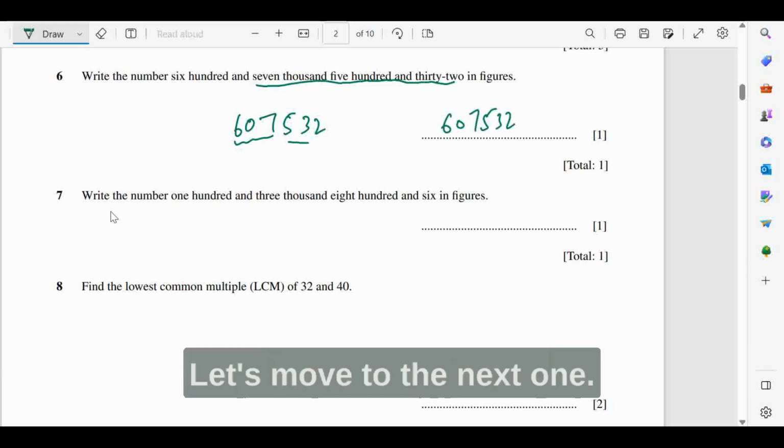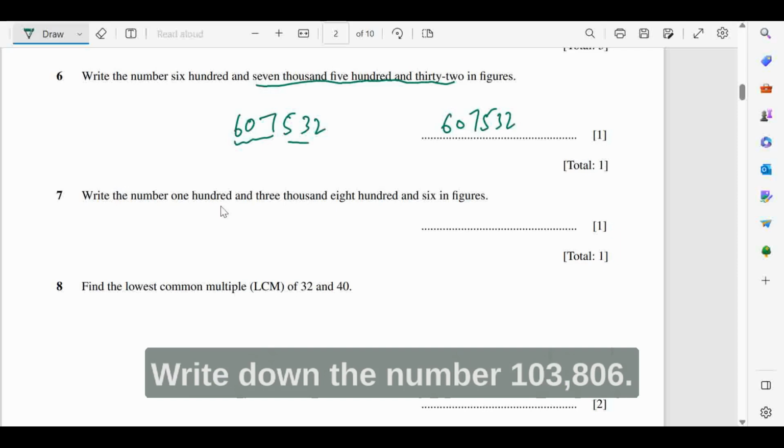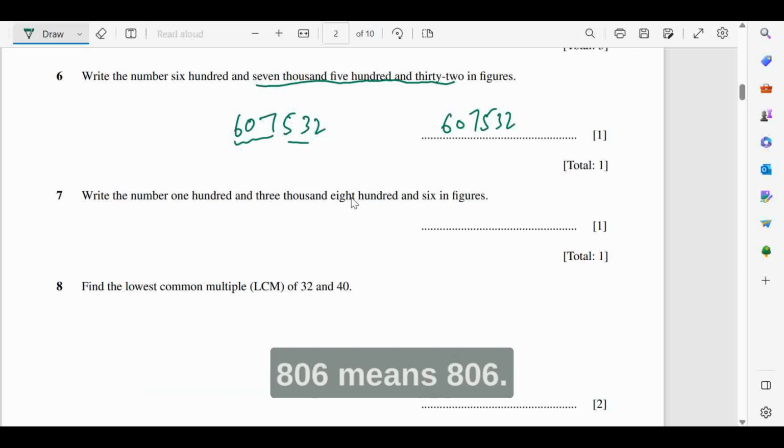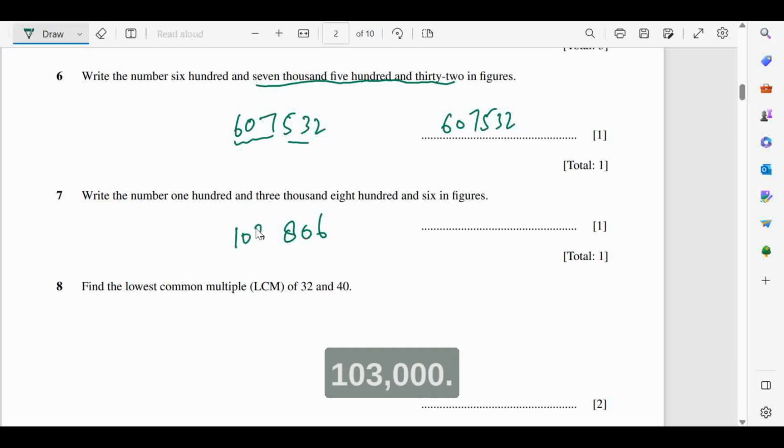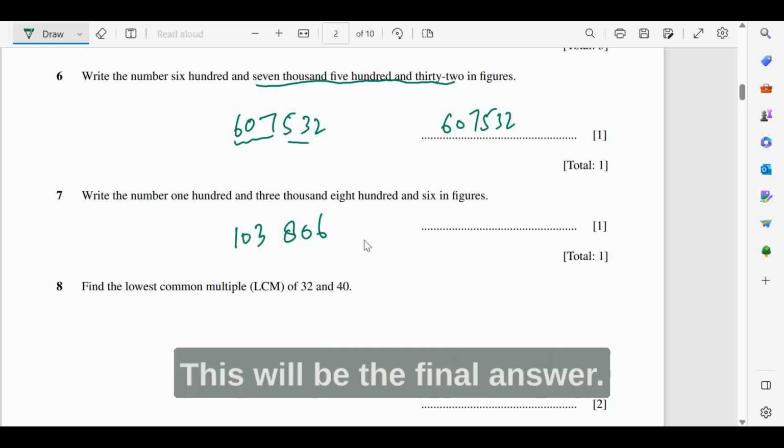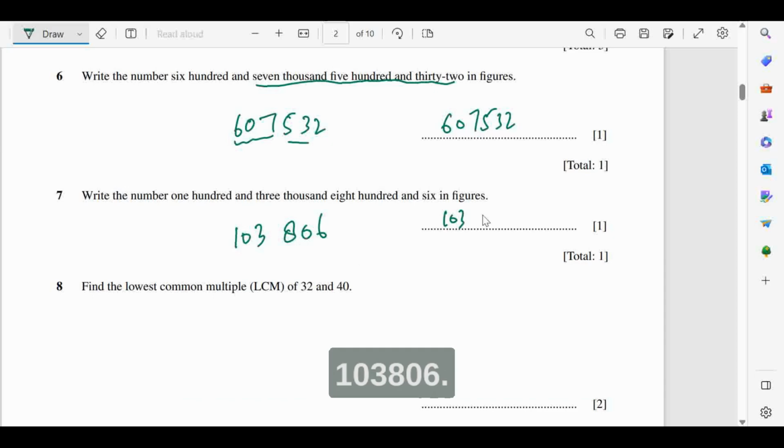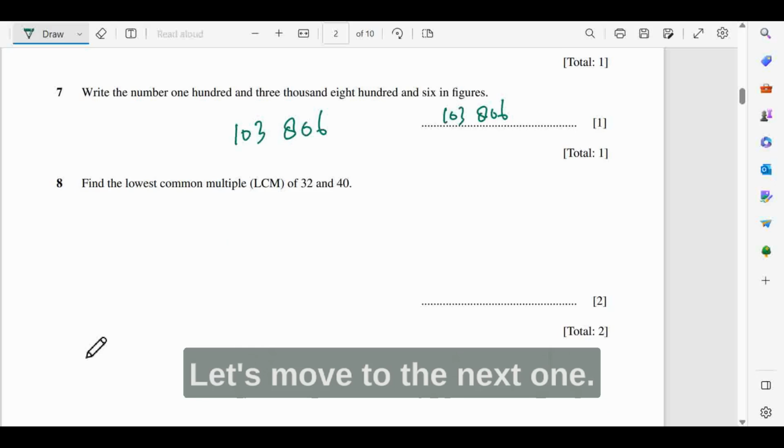Let's move to the next one. Write down the number 103,806. 806 means 806. And now 103,000. This will be the final answer: 103,806. Let's move to the next one.